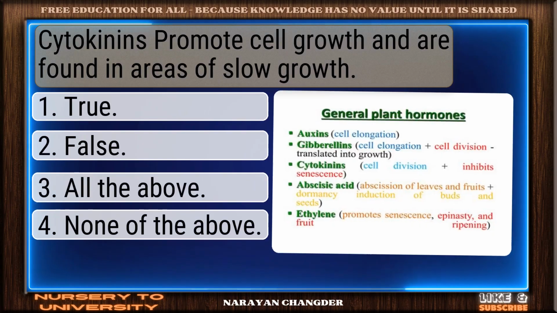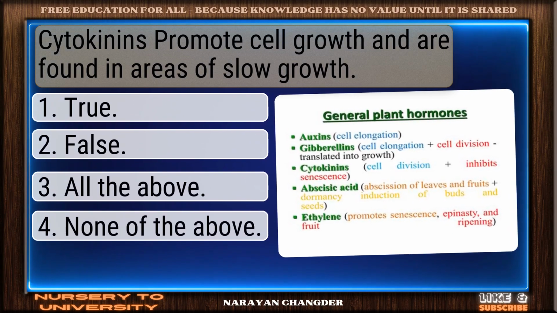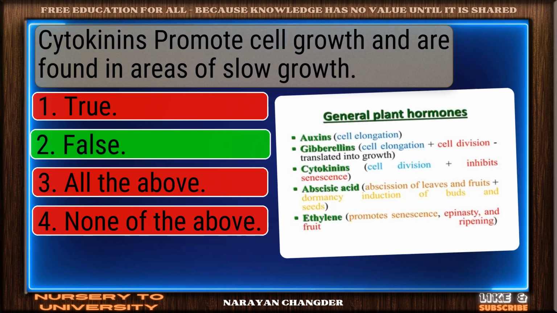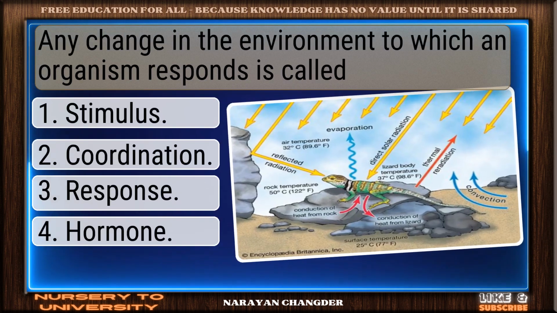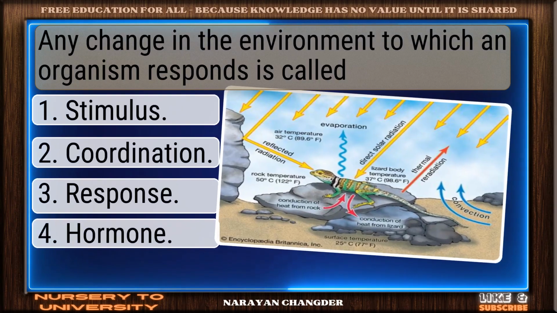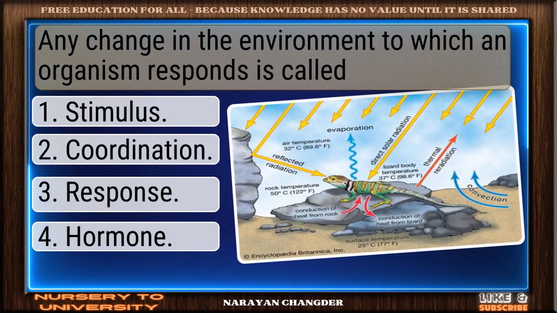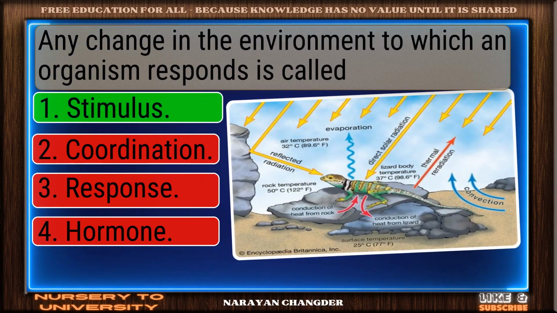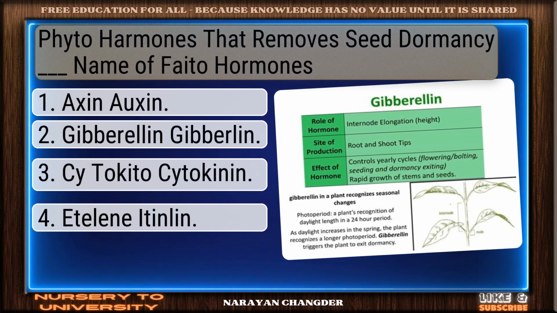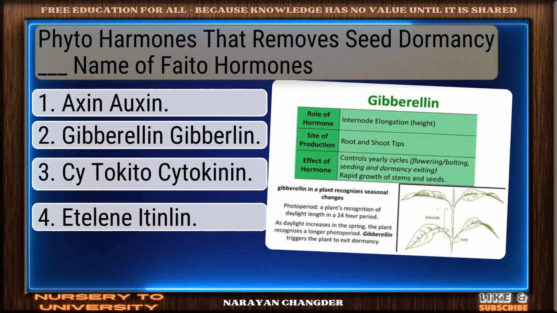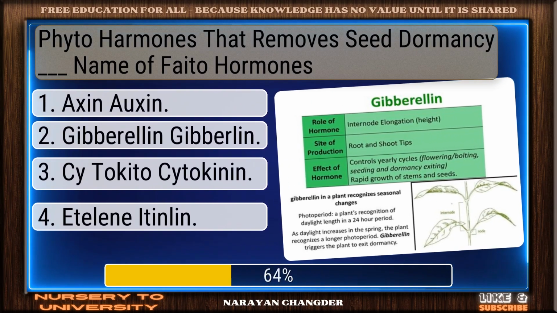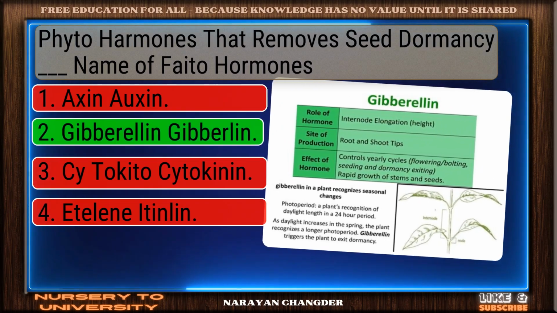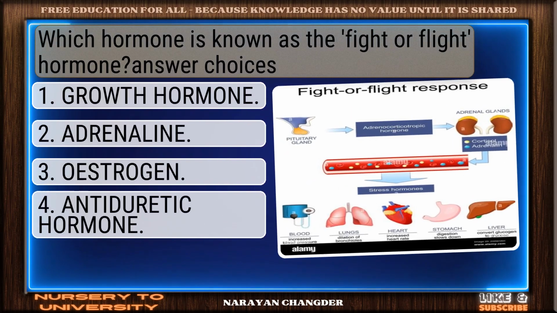Cytokinins promote cell growth and are found in areas of slow growth. Great thinking. False is right. Any change in the environment to which an organism responds is called. Right choice. Stimulus is best. Phytohormones that remove seed dormancy dash. Name of phytohormones. You chose gibberellin. Correct. Which hormone is known as the fight or flight hormone?